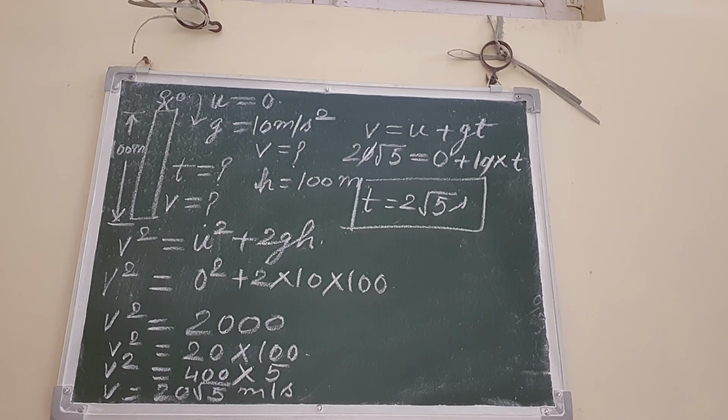And v is equal to u plus gt. This is our first equation of motion. We have also to find the time it takes to reach the ground. So our velocity 20 root 5 is equal to initial velocity 0 plus gravity, that is 10, into time t. 0 gets cancelled, so the time is 2 root 5 seconds.